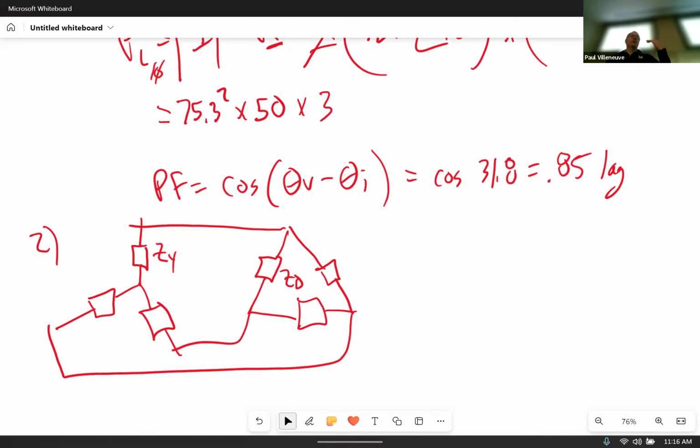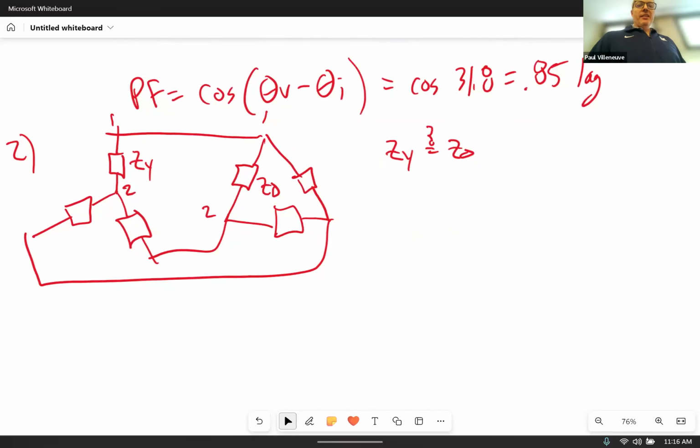So those 2 loads are in parallel with each other, correct? Is ZY in parallel with Z delta? What's the rule for having loads in parallel with each other? What's unique about them? They had 2 nodes in common, right? This is node 1. This is node 2. Is that the same as node 1 over here and 2 over here? Doesn't look like it to me.